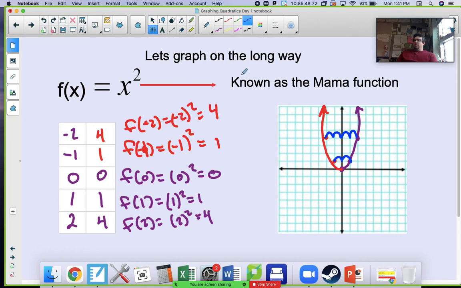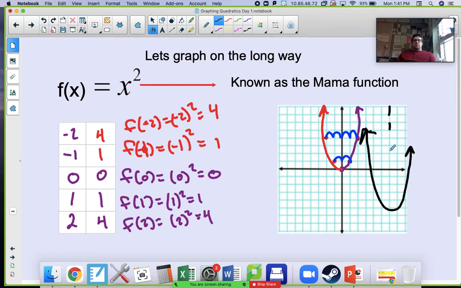But I don't want to have to do this the long way. So if I have a different quadratic, I don't want to have to plug in 0, 1, 2, 3, 4 every single time, because 0, 1, and 2 might not be the numbers we want to use. If I have my parabola and it's way over here, plugging in 0 could be a very, very large number that I can't even plot.